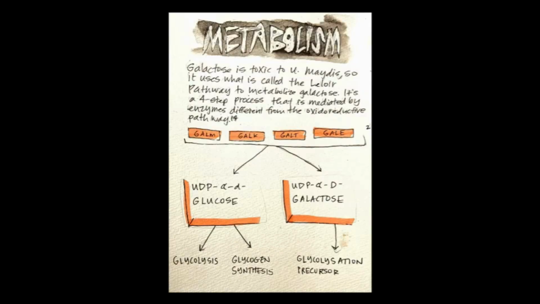It's those GAL enzymes below, which can then lead to two different products, either a new glucose or a new galactose. And if it's the glucose, it will either be used for glycolysis or glycogen synthesis based on the needs at the time. If it is the galactose, it will be used as a precursor for glycolization.